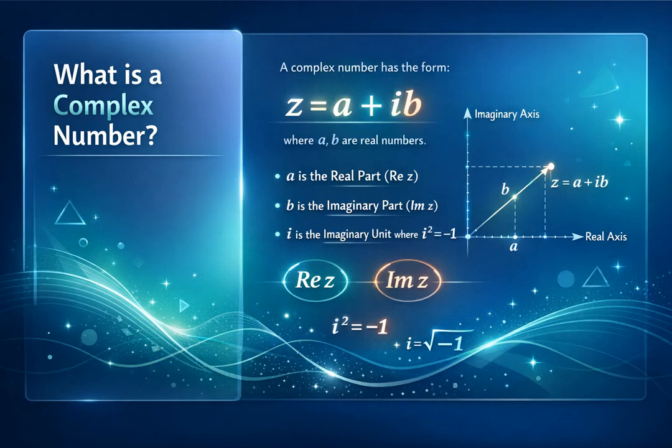A complex number has the form z equals a plus ib, where a and b are real numbers. Here, a is called the real part, written Re z, and b is called the imaginary part, written Im z. The symbol i is the imaginary unit, defined by the property that i squared equals -1.